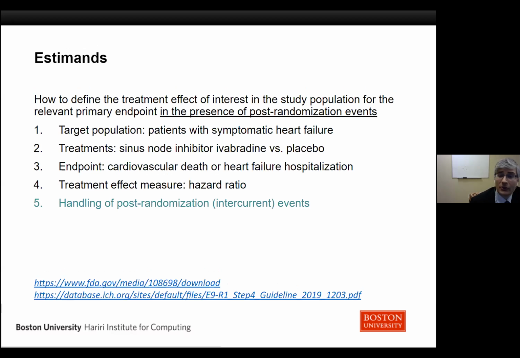There's a 5th component in this estimand framework. To define completely the estimand, we want to specify how we are going to handle post-randomization events. So what are the methods to define and deal with those intercurrent events? And this is where we can use the framework to think about our COVID-19 related events.